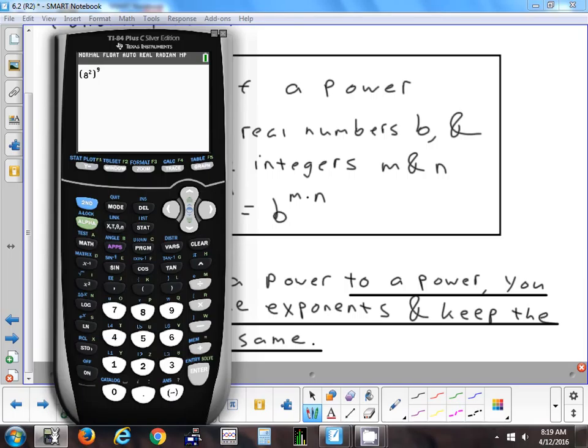Oh, Logan? 8 to the 18th power? Yeah, it'd be 8 to the 18th power, which is going to be really, really big, and the calculator is going to try to do it out. And it's so big it can't even fit it on the screen.